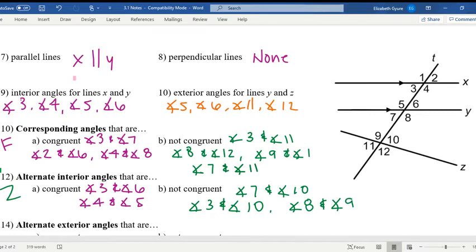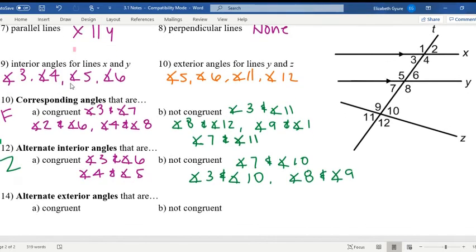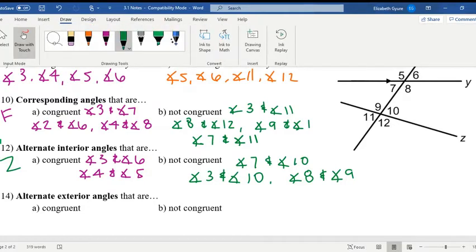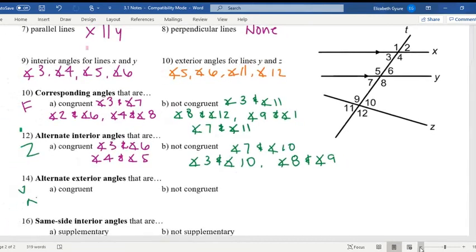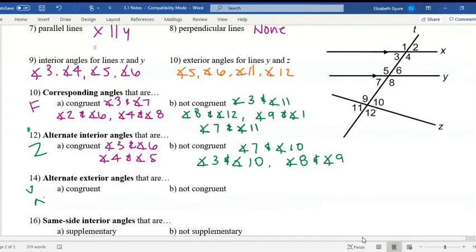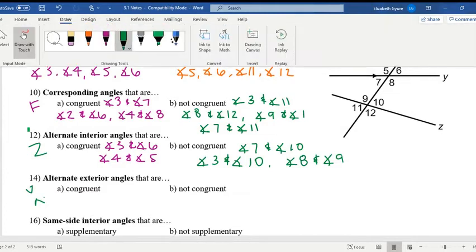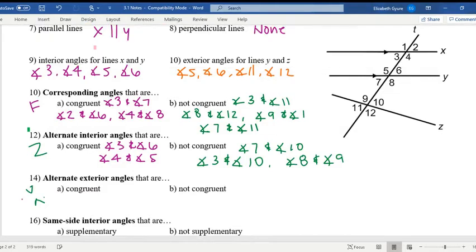Yeah. Good. All right, alternate exteriors. So now exteriors, right? When you're going to focus on 2 lines, you're going to look at the ones that aren't between. So alternate exteriors make your opposite V shape, like this kind of. I'll have to zoom out a little bit so you guys can still see the picture. So alternate exterior angles that are congruent. Again, congruent means we're looking at the parallel lines, which means only look at angles that are formed by X and Y.